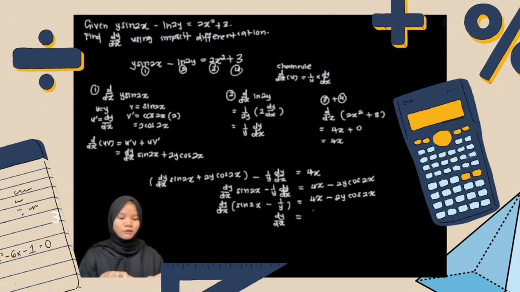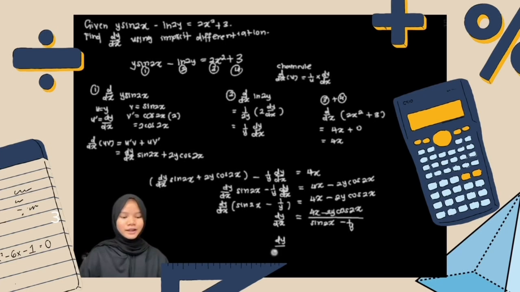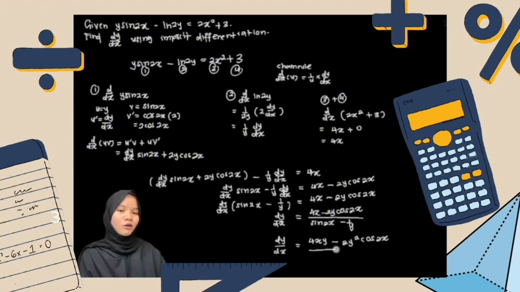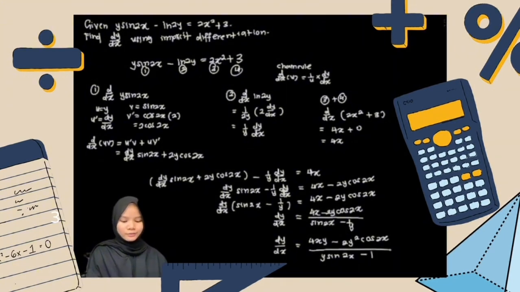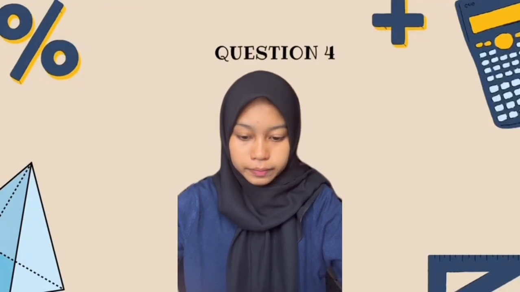So we can get dy over dx equal to 4x minus 2y cos 2x over sin 2x minus 1 over y. Lastly, we need to simplify the answer by multiplying numerator and denominator by y. Therefore, the final answer is dy over dx equal to 4xy minus 2y squared cos 2x over y sin 2x minus 1. Now I will explain question number 4 using the differential method.